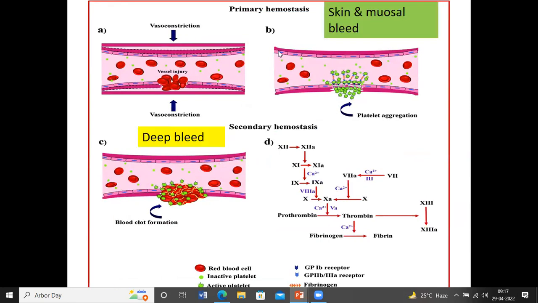What we need to remember is that whenever there is a defect in the primary hemostasis, these patients are going to present with skin or mucosal bleed, usually superficial bleeding such as petechiae, purpura, etc. But whenever there is problems with secondary hemostasis, usually of that of clotting factors, there is going to be deep bleeds, usually something like a hemarthrosis, or there may be an intracranial bleed as well.